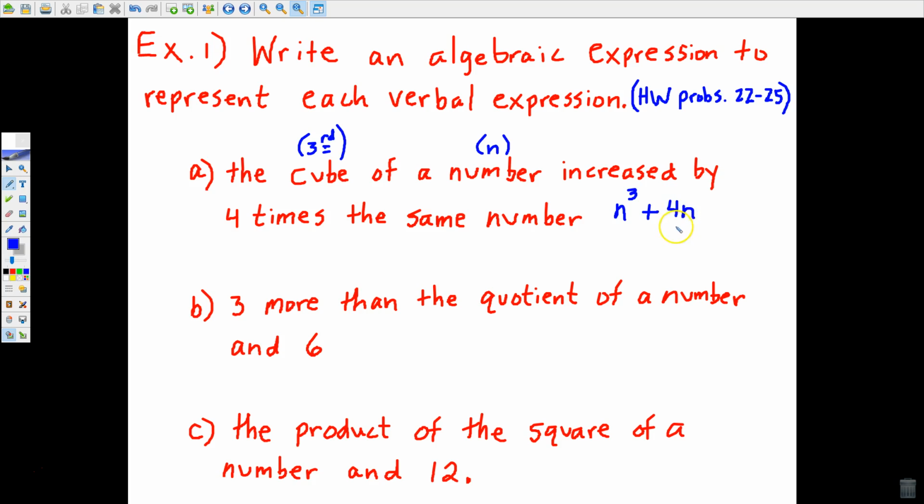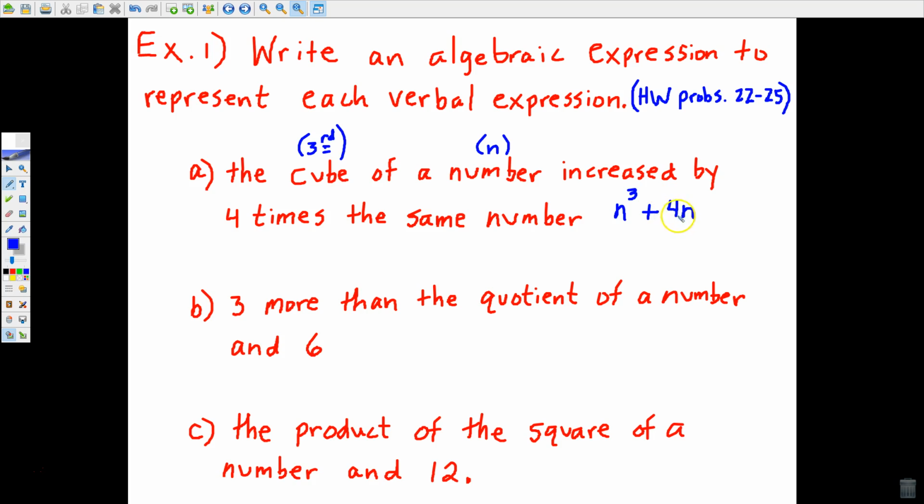And in algebra, you probably remember that if we write a number with a variable right beside it and there is no sign in between, that always indicates it's assumed to be multiplication. Notice I didn't write N4.